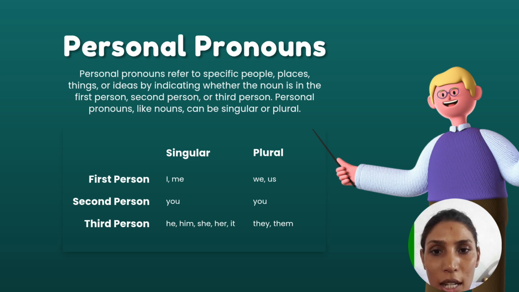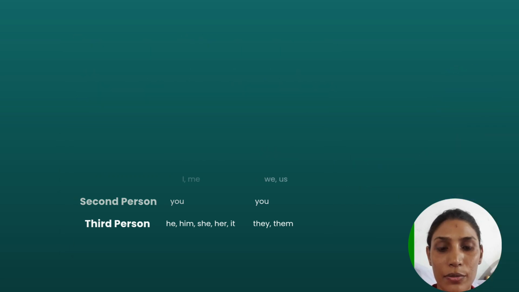The first person singular is I and me, and the plural is we and us. The second person is you, and the plural form is you also. The third person is he, him, she, her, and it, and the plural forms are they and them. So these are called the personal pronouns.